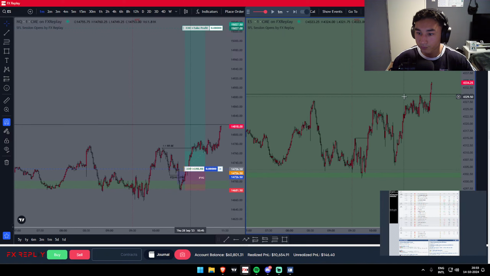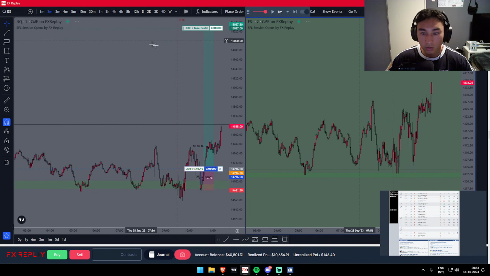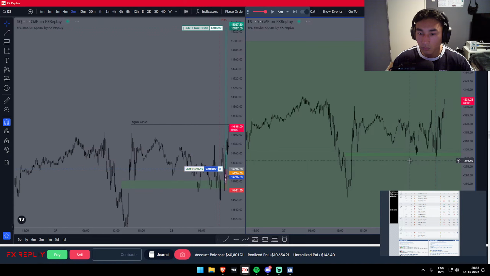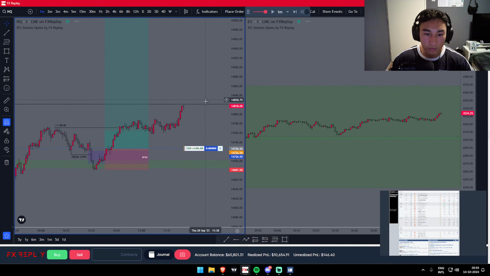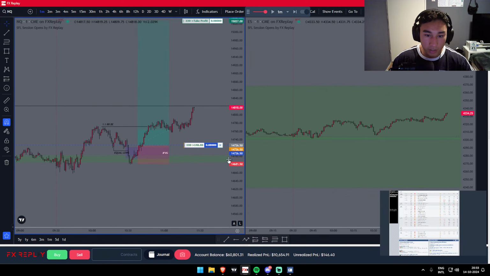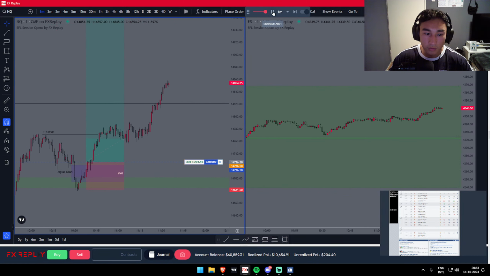Let's see. Move this. And ES has those highs all the way there, so I think NQ is going to be there quicker. So either break even or TP or market closes. Let's see.